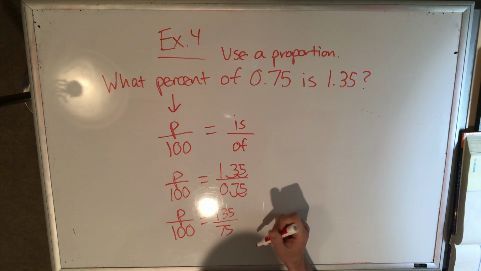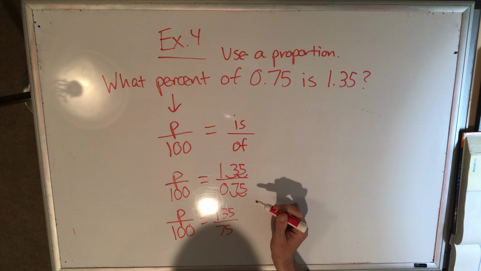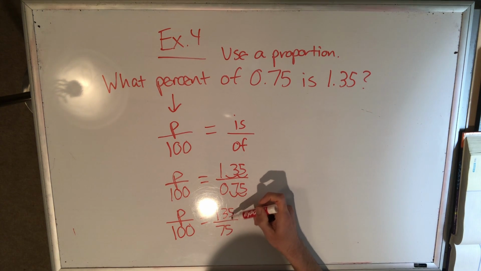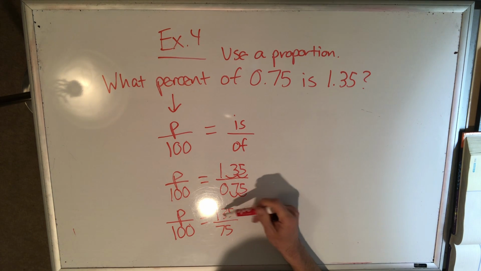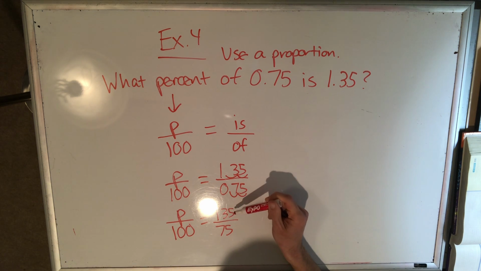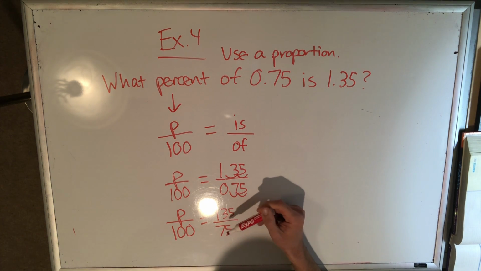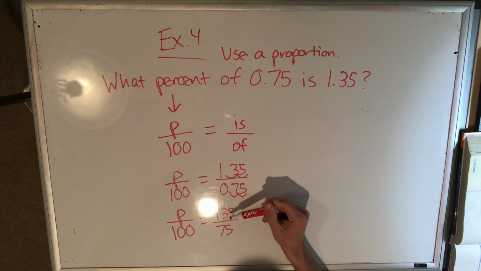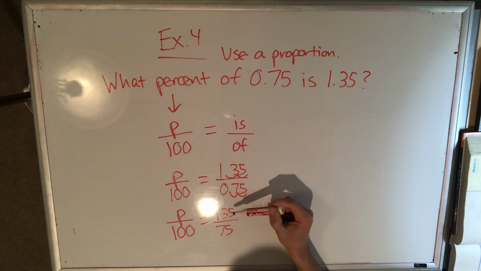Both the top and bottom can be divided by 5 because they both end in 5, and the top and bottom can both be divided by 3, since if you add up the digits for each one, the sum of the digits is divisible by 3. For example, 1 plus 3 plus 5 is 9. 9 is divisible by 3, so 135 must be divisible by 3. And 7 plus 5 is 12. 12 is divisible by 3, so 75 must be divisible by 3. The trick of adding the digits also works to see if a number is divisible by 9. So each number here is divisible by both 3 and 5.